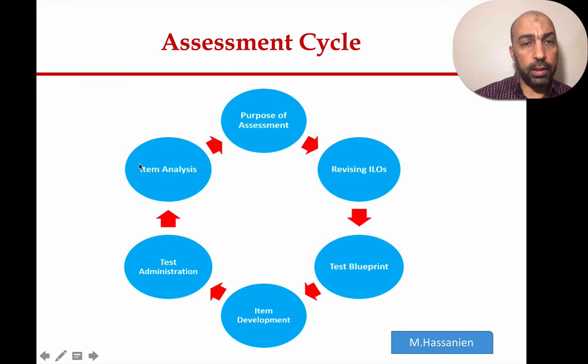So, for example, after item analysis, I may need to review some of my items or review the test blueprint and the learning outcomes to ensure that the questions in the exam are in alignment with the learning outcomes and that what was written in the test blueprint is in the exam.